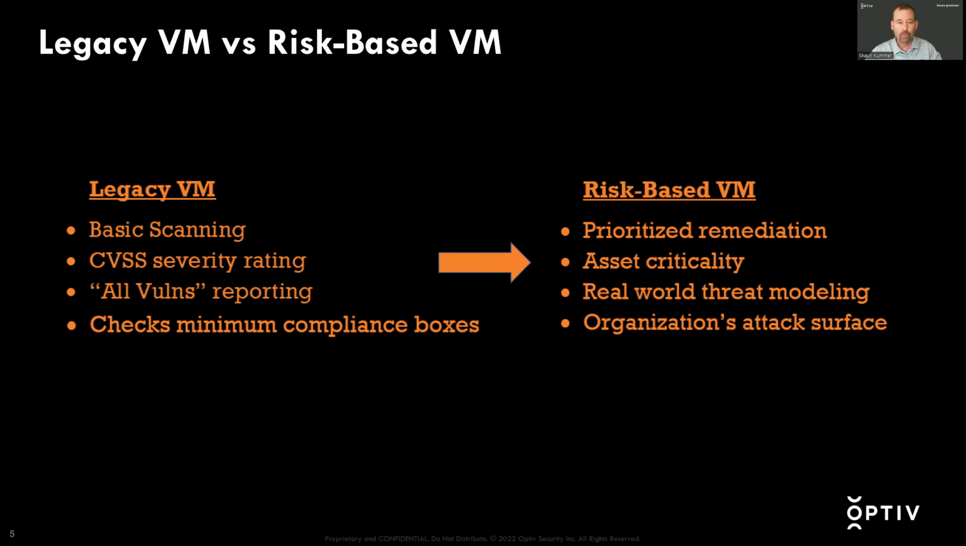So now we look at risk-based vulnerability management. First, we prioritize remediation. We actually look at the vulnerabilities and see how they impact our environment. Is there a proof of concept exploit? Is there an automated exploit? Is there anything in the wild? What is the threat feed saying? We look at the asset criticality. Where does it sit in the environment? Is it in the DMZ? Is it an edge server? Maybe does it have PCI or PHI on it?